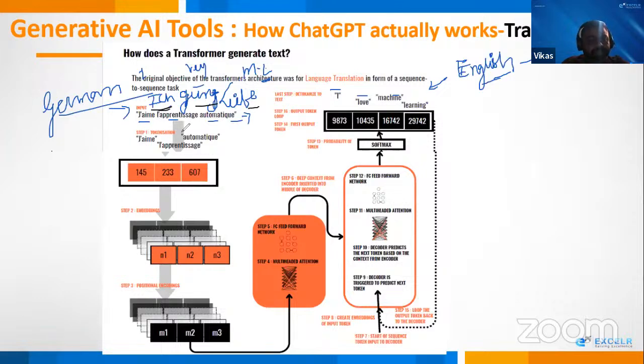Step one, guys, is tokenization. I have to perform tokenization. What will happen now? This word will get converted to a number, these words will get converted to a number, and this one will get converted to one number. So 145, 233, 607. This is what has happened now.